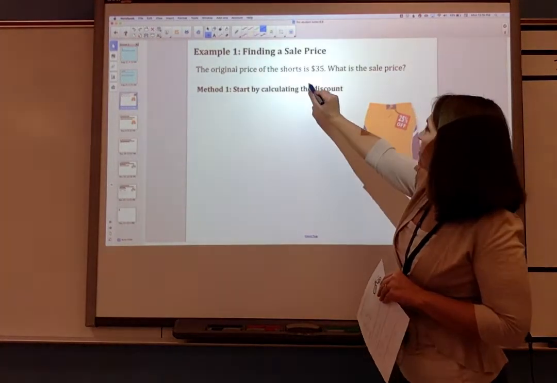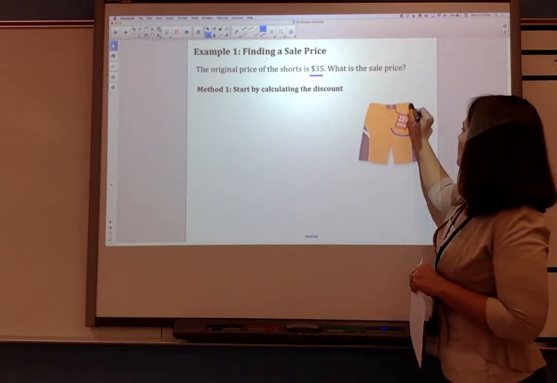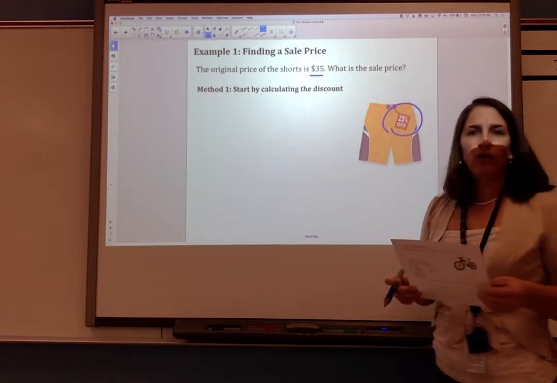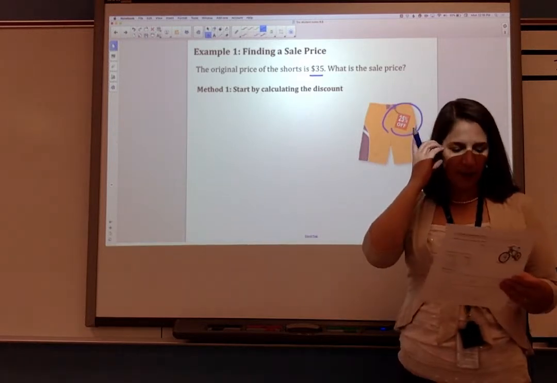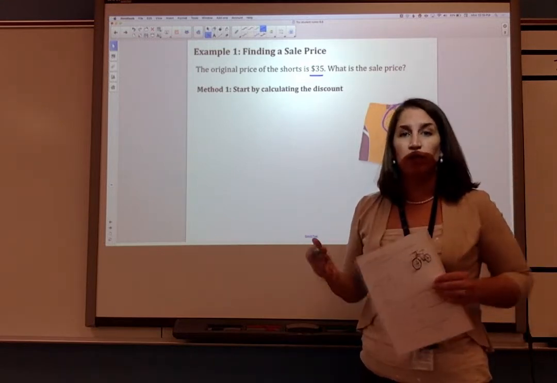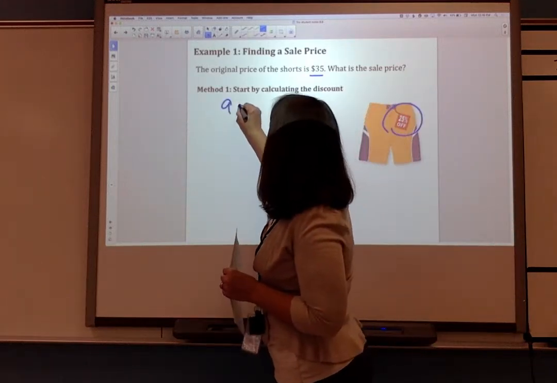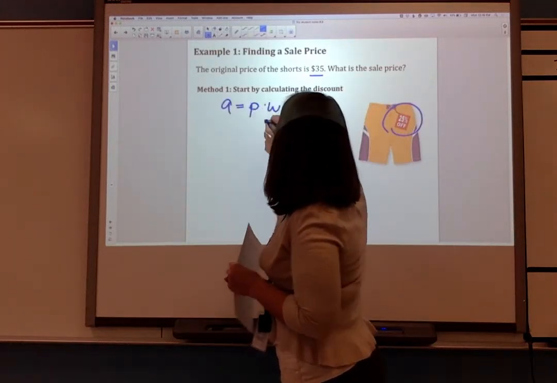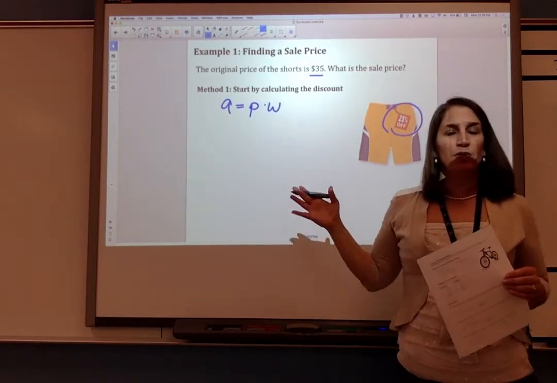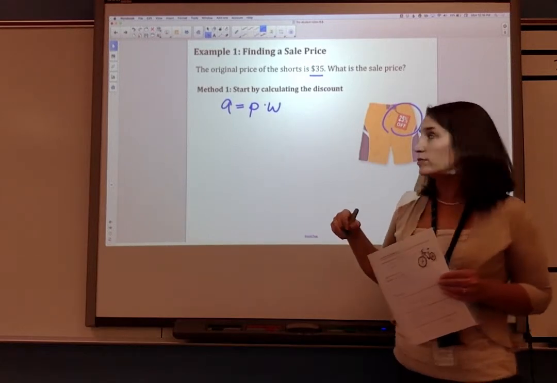So we see that the original price of a pair of shorts is $35. It's on sale right now for 25% off, and we need to find the sale price. So I'm going to stick with the percent equation in most of these problems, but you could use the proportion as well. But I'm going to start with A equals P times W, and we're going to solve this problem two different ways, but in our first method of solving, we're going to start by calculating the discount.